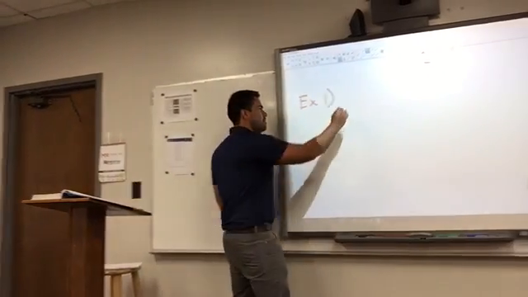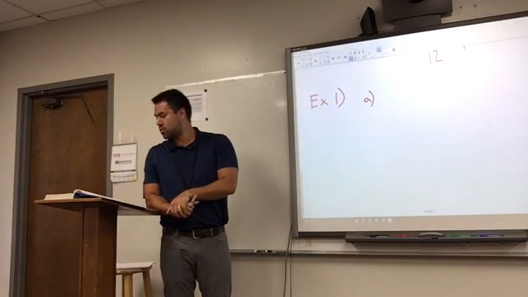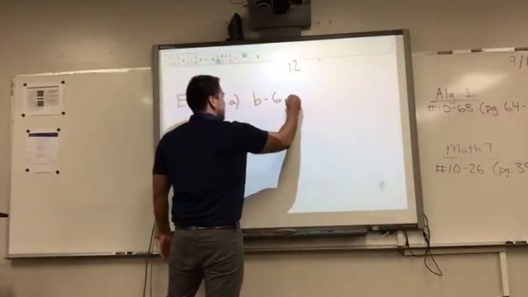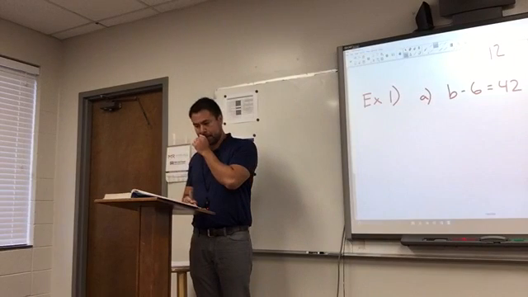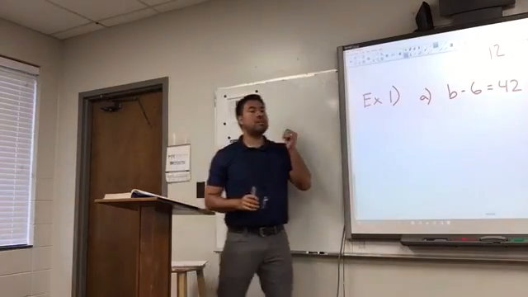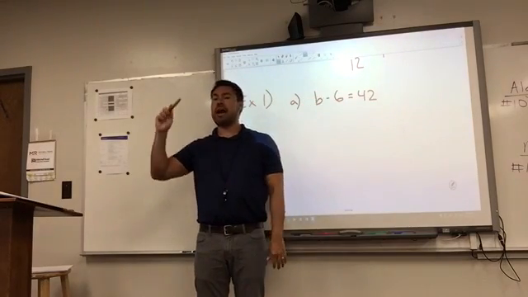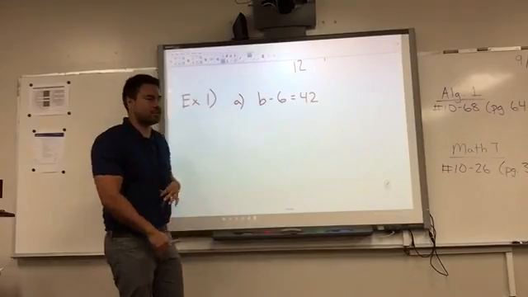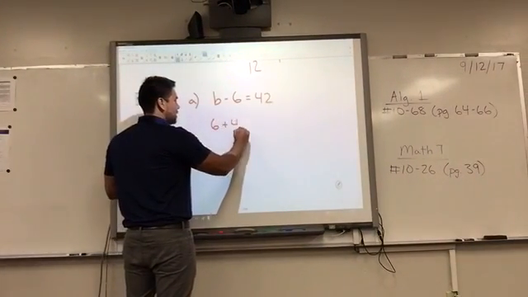All right, so A. Michael, can you read A, the problem, on page 42? B minus 6 equals 42. What did the instructions say to do for A, B, C, and D? Solve each equation by using the inverse operation. What you need to do on your homework is write an equation that's the inverse of this one. What is the most useful inverse operation you can use on this one? 6 plus 42 equals B.